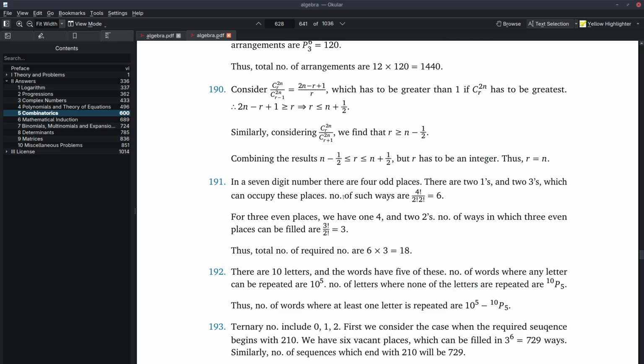Therefore, the number of ways of occupying odd places would be 4 factorial divided by 2 factorial multiplied by 2 factorial, that is 6. For the 3 even places, we have one 4 and two 2s. So the number of ways to fill these places will be 3 factorial divided by 2 factorial, that is 3. Therefore, the total number of required numbers is 6 multiplied by 3, that is 18.